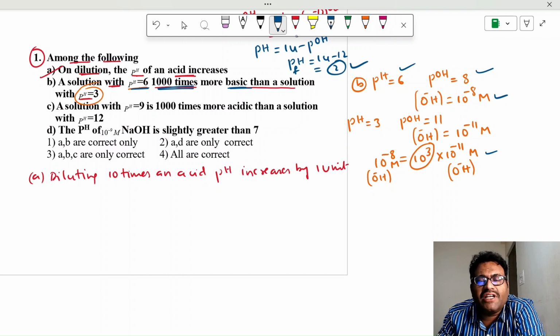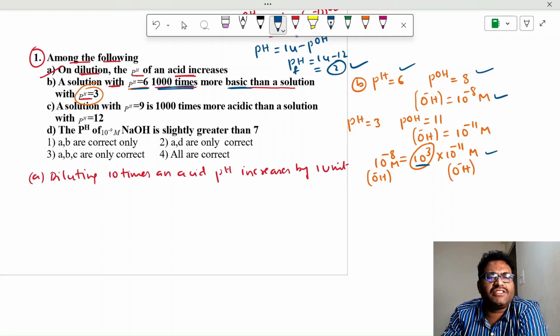A solution with pH equal to 6 is 1000 times more basic. More OH minus ion concentration, more basic. So this is 1000 times that of 10 power minus 11. Next, third option, let us see.